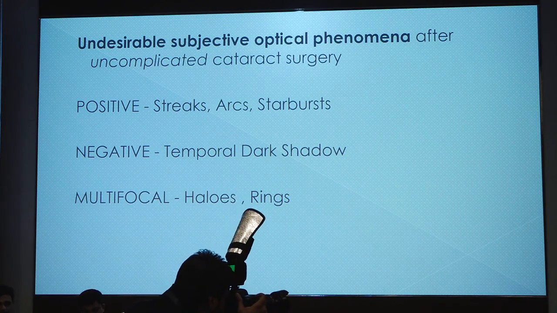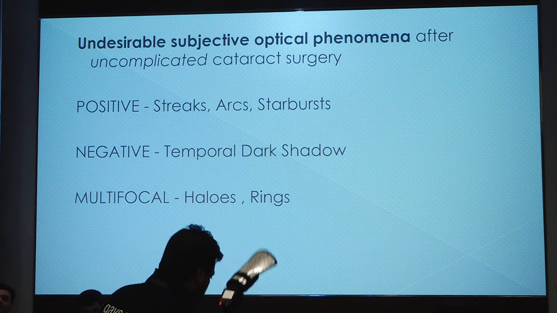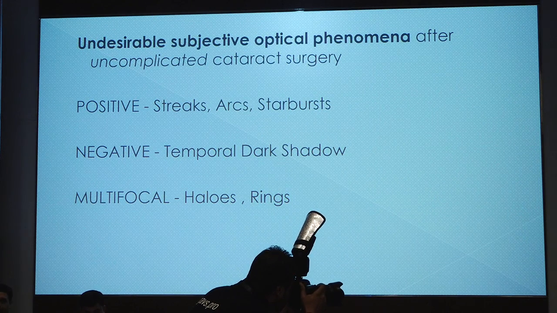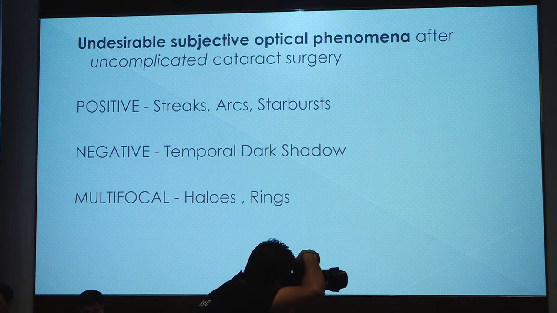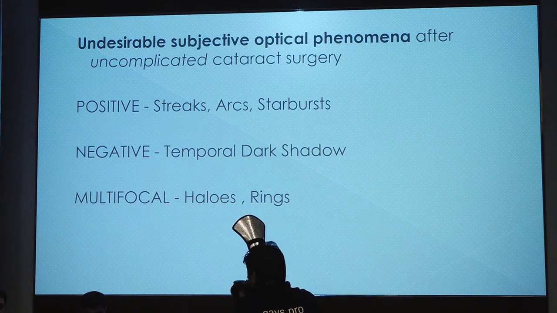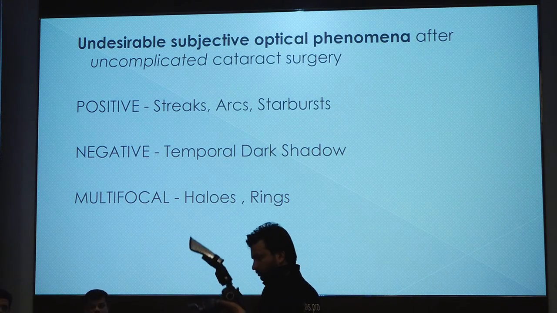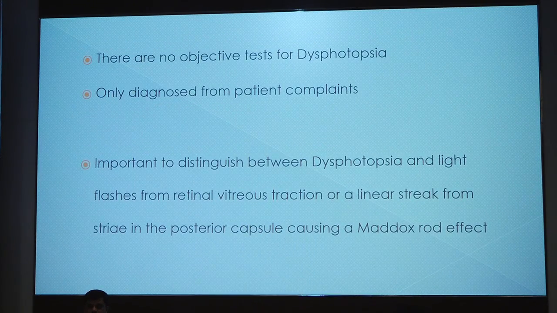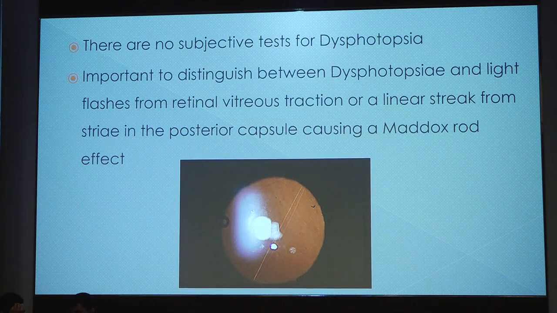Positive dysphotopsias are seen in the form of streaks, starbursts, and arcs. Negative dysphotopsia is what we commonly see on the temporal side, a shadow which the patient keeps complaining about. With a multifocal lens, we already know about the halos and rings caused by the multiple rings on the lens itself. As I mentioned, there are no objective tests. You should distinguish these from flashes of light caused by vitreoretinal traction, or the striae we were earlier talking about, which cause a Maddox rod effect. That is not a dysphotopsia. That is just the Maddox rod effect caused by the striae on the posterior capsule.